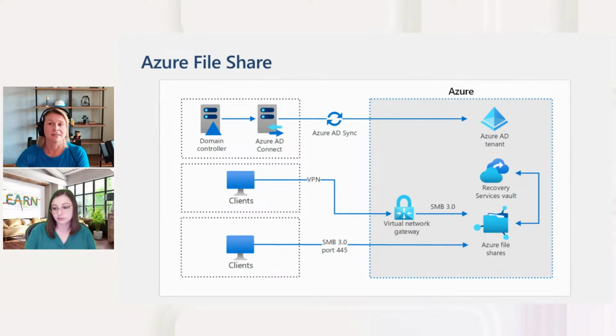Exactly. And I love this diagram you added for the Azure File Share, how it talks over the SMB port 445. Maybe you're connecting through VPN, and you have the recovery services vault.